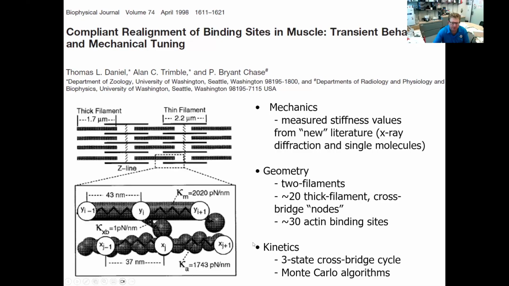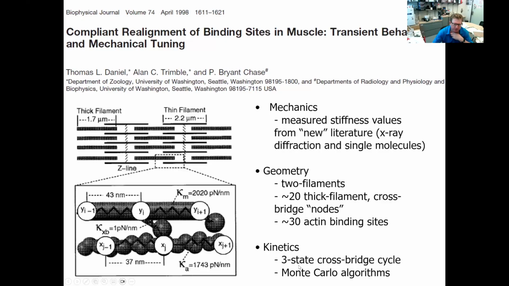Because there are differences in how far apart the cross bridges are spaced when they line up with each other versus where the binding sites would be, that's why there are 20 thick filament nodes and 30 actin binding sites, because the periodicity of the helical coil or twist on the cross bridges is 43 nanometers for the thick filament and about 37 nanometers for the thin filament.